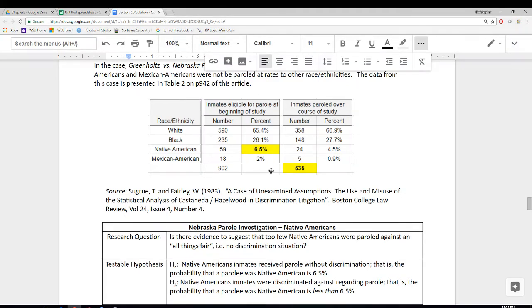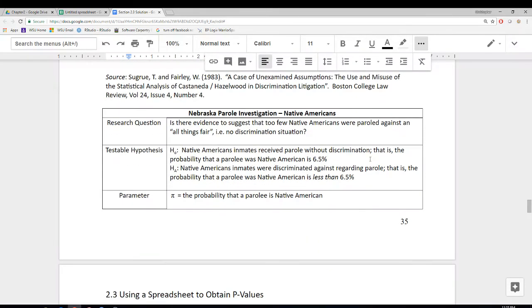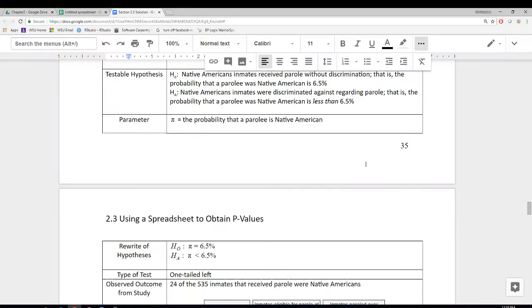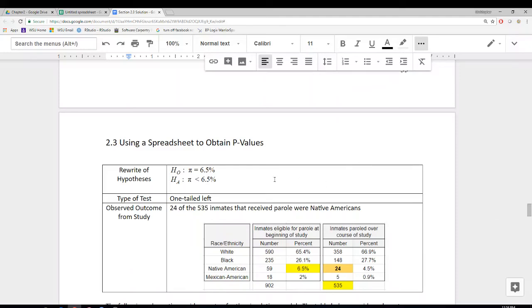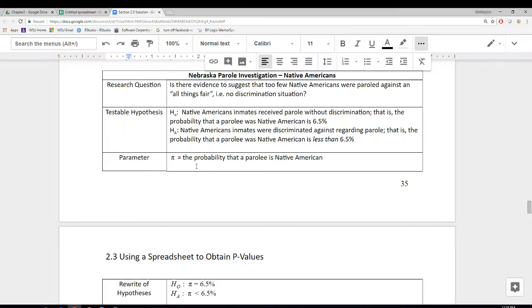And at the beginning of the study, 6.5% of those were Native American. So I would anticipate that 6.5% of these individuals that were paroled would be Native American as well. So the research question here: is there evidence to suggest that too few Native Americans were paroled against an all things fair situation, or no discrimination situation? The null and alternative hypotheses are written here. The parameter value, maybe I should mention that first, is the probability that a parolee is Native American.